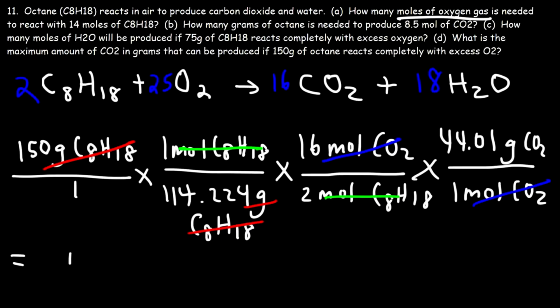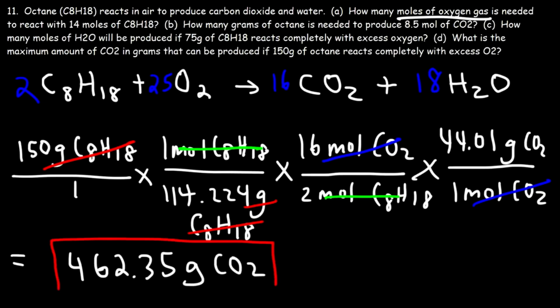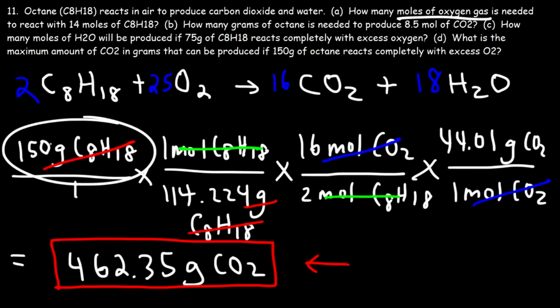And so I got 462.35 grams of carbon dioxide. So this is the theoretical yield of CO2. That is the maximum amount of CO2 that we can possibly get in this reaction given 150 grams of octane and assuming the reaction is 100% efficient.